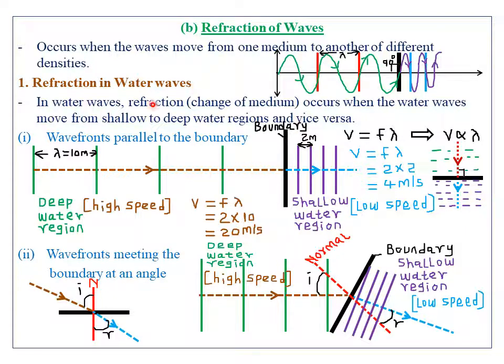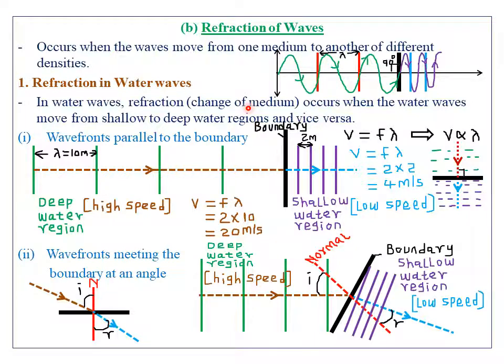In water waves, refraction, which involves simply a change of medium, occurs when the water waves move from shallow to deep regions and vice versa. So water can also be moving from deep regions to shallow regions. In that case, there will be a change of medium. That is, the density of the water in the deep region will be slightly different from the density of the water in shallow regions. That's why we are talking of the change of medium, from deep to shallow waters or from shallow to deep waters.